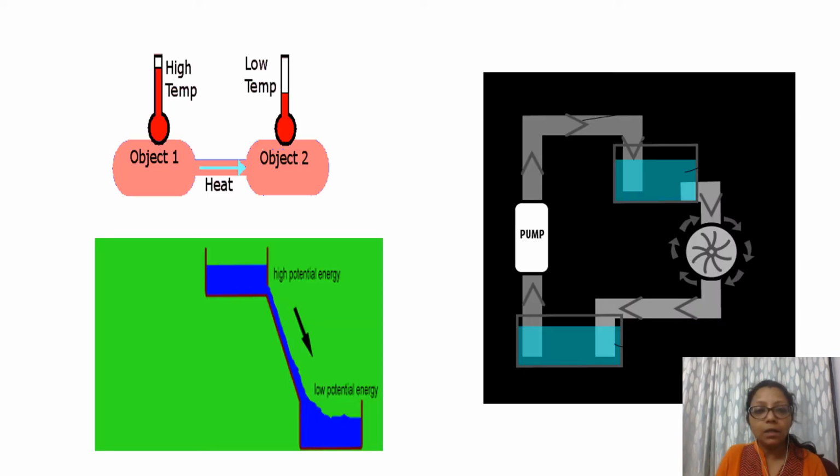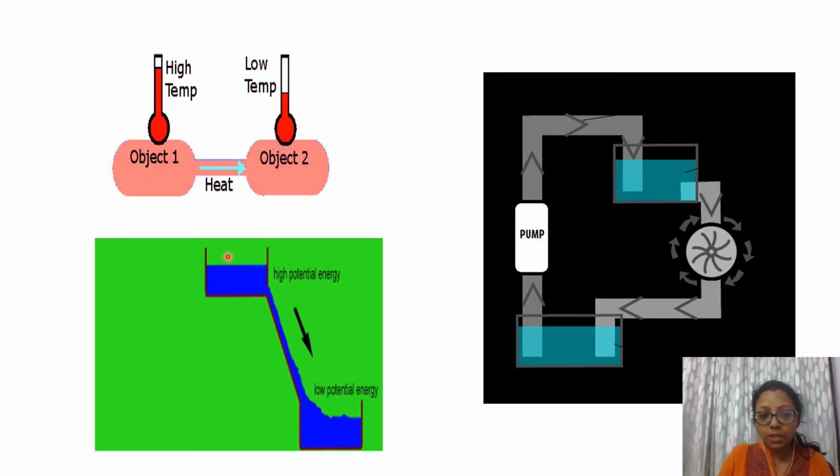We take another example. I have two bodies or objects. One is at a higher temperature, that is body 1, and body 2 is at a lower temperature. So, will the heat flow? Yes, the heat flows from body 1 to body 2 because of the difference in the temperature. So, we understand that for anything to flow from one point to another, we need a difference in the energy.